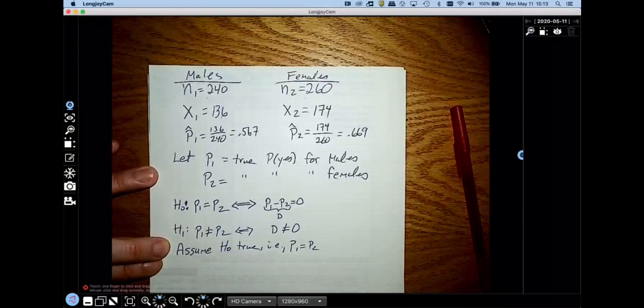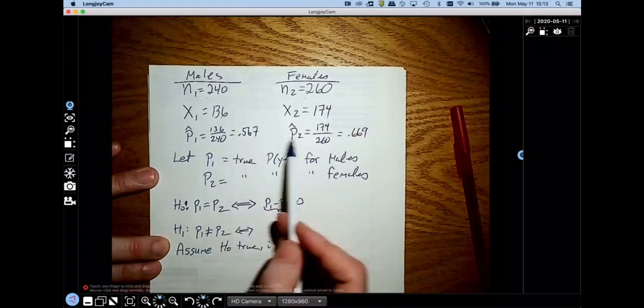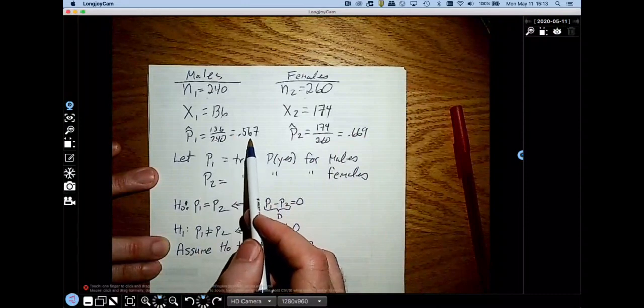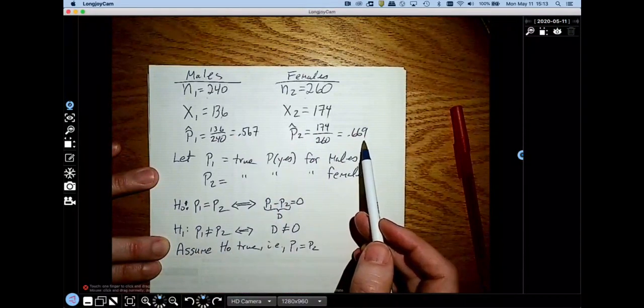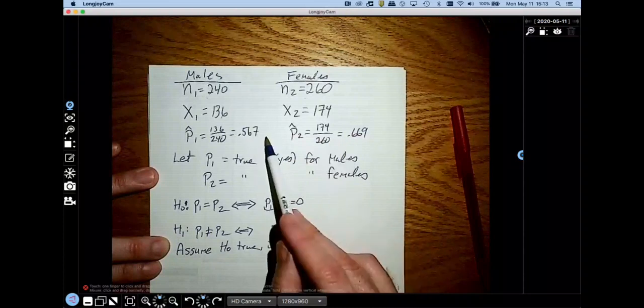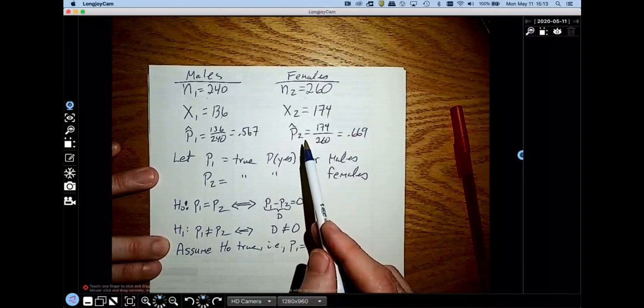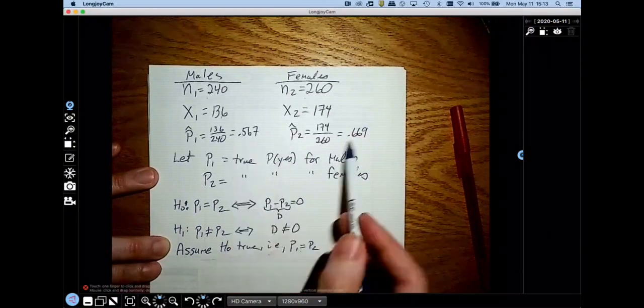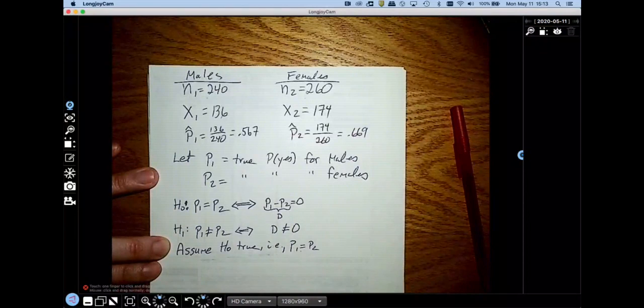Now, what I'd like to do is evaluate how plausible this null hypothesis is given the evidence that I have. I could compute some percentages: for males it's about 57%, for females about 67%, and these look quite different. So how plausible is it that the proportions would be equal when I've observed this evidence at hand?